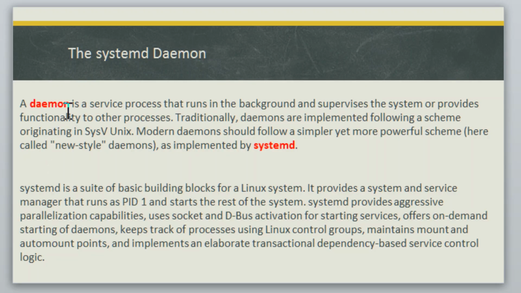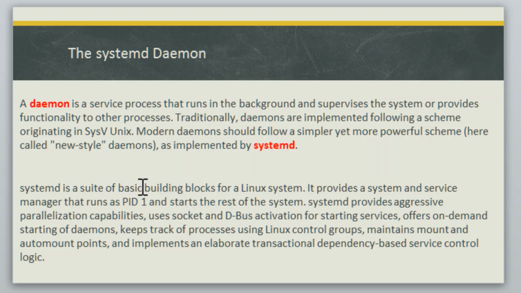So, a daemon is a service that runs in the background and supervises the system and provides functionality to other processes. Okay, so the daemon is what's really running all the different processes in the background without us having to actually watch over them. Traditionally, daemons are implemented following a scheme originating in sysv Unix. However, modern daemons follow a simpler yet more powerful scheme. Here they're going to be called new style daemons, and they're implemented by systemd.